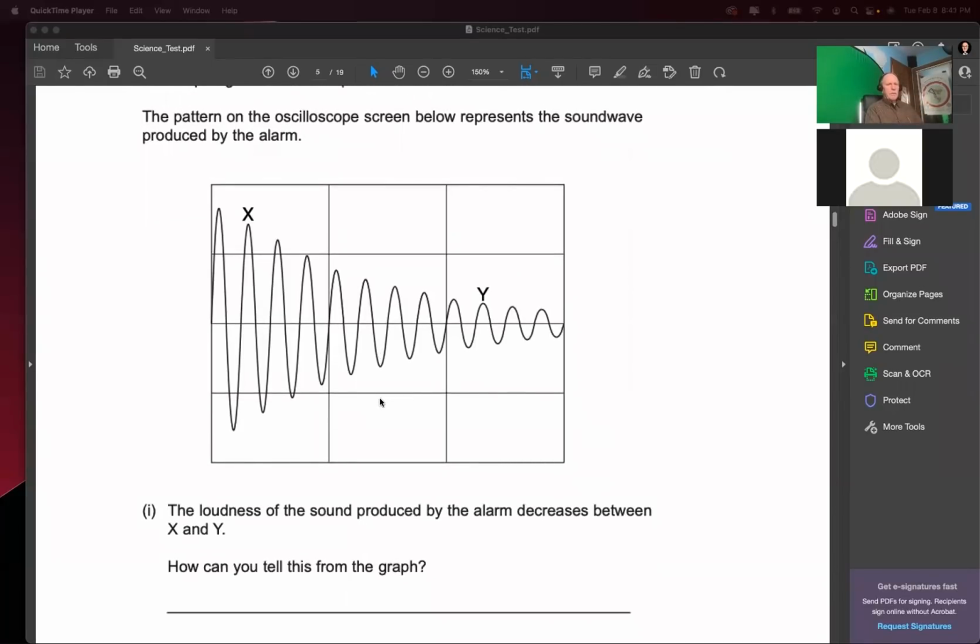Yeah. Okay. Part one, the loudness of the sound produced by the alarm decreases between point X and point Y. How can you tell that from this graph? I guess, well, you could say the amplitude. Maybe that's a good word for it. The amplitude of the wave is bigger at X and smaller at Y.